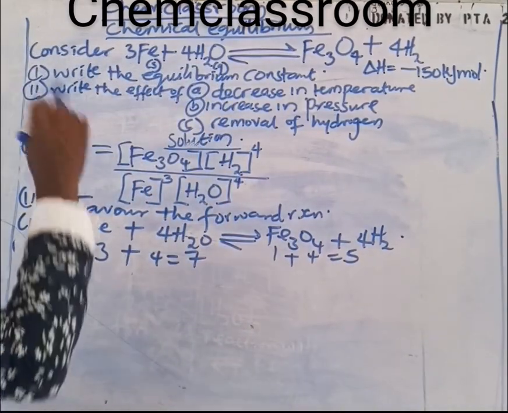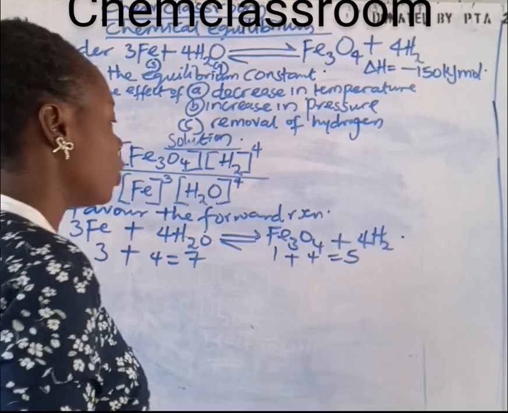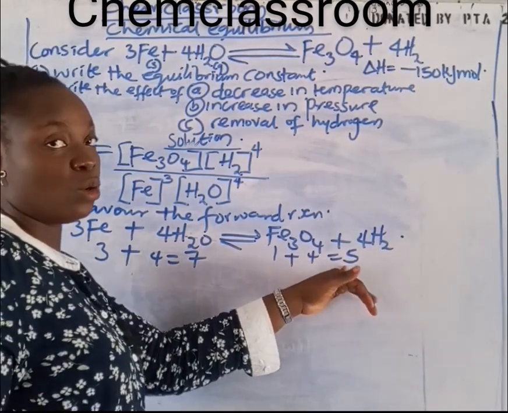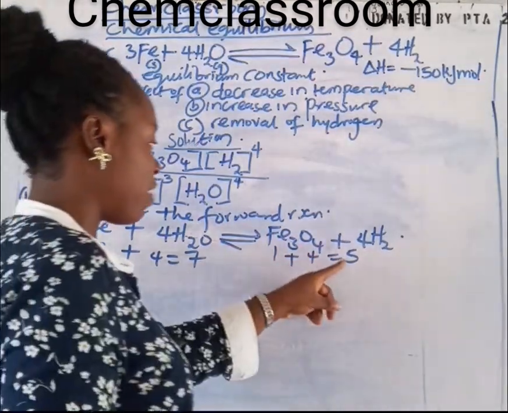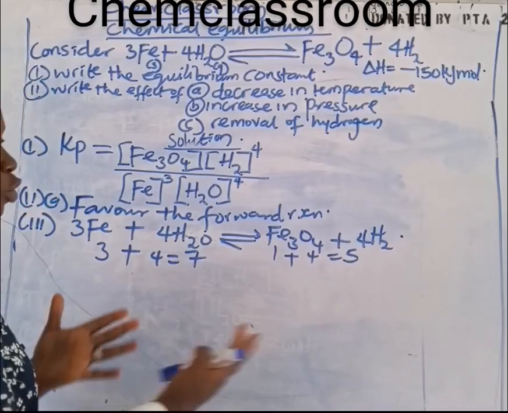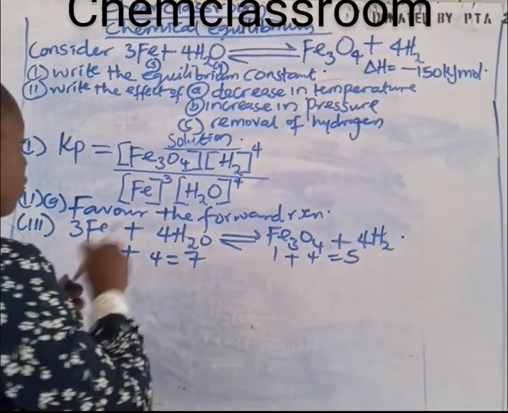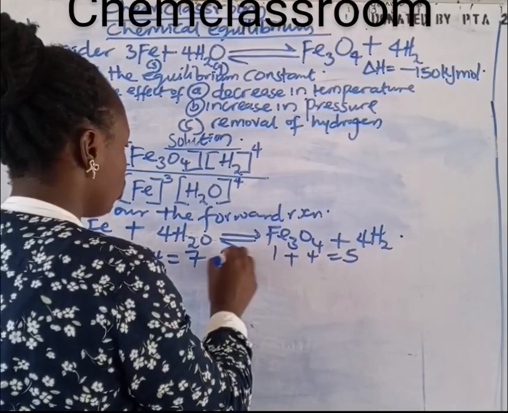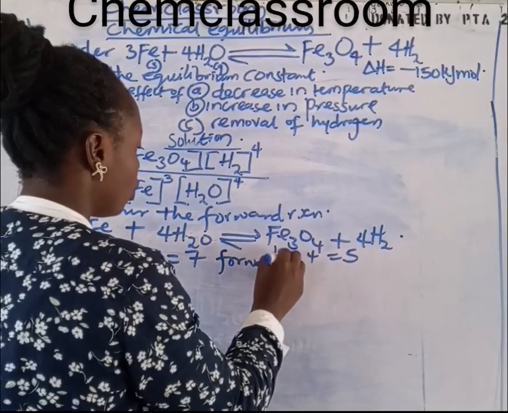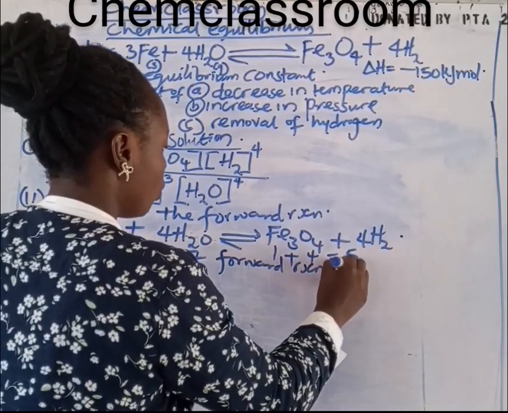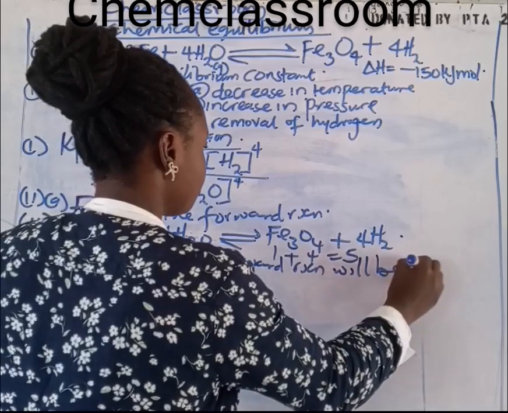So if there is going to be increase in pressure, it will definitely favor this side that has a lower pressure, because I have 5 here. So I want to do something to balance up with this 7. So increase in pressure, the forward reaction will be favored. The forward reaction will be favored.